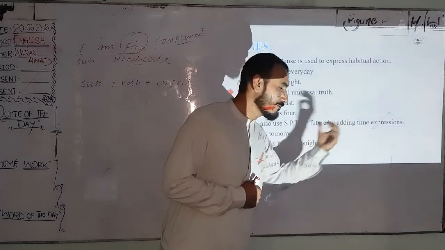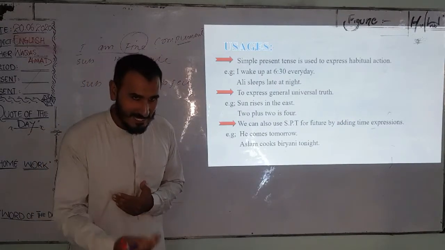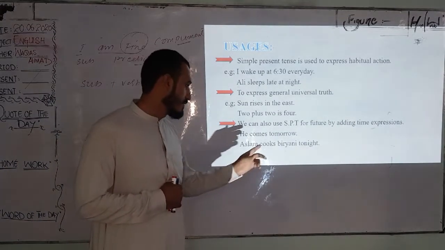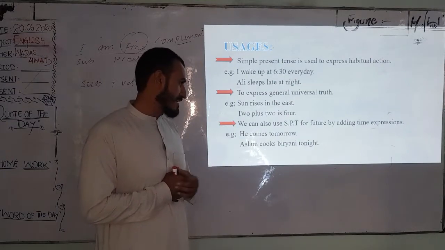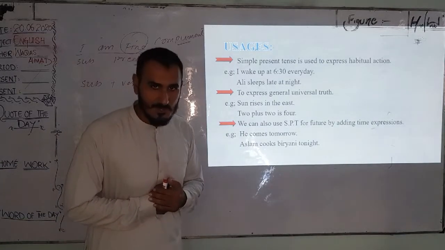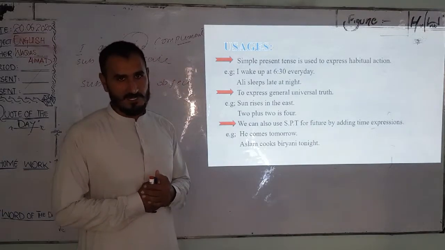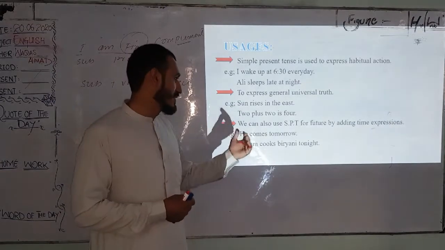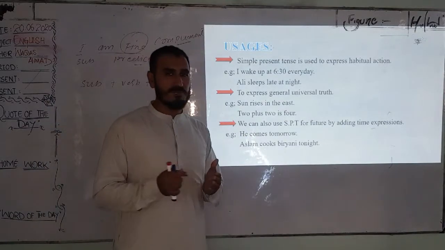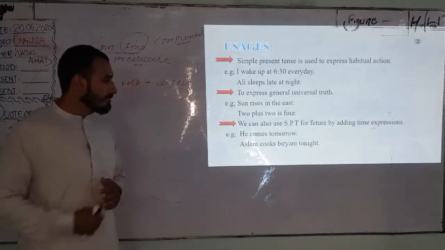Third, we can also use simple present tense for future by adding time expressions. When we put time expressions with simple present tense, it gives us a meaning in future. For example, she comes tomorrow. Tomorrow is a time expression and this is an adverb. She comes tomorrow, so it gives meaning in future. Aslam cooks biryani tonight, like Aslam will cook biryani tonight. She will come tomorrow. So it is also in future, and we can use simple present tense for future, and we can also use future tense for future as well.